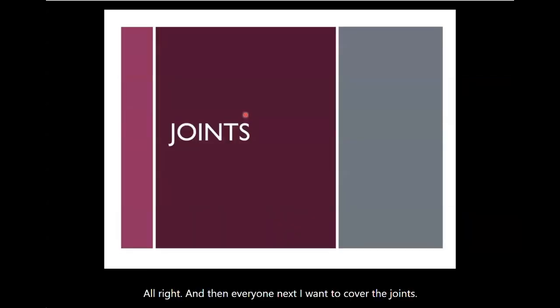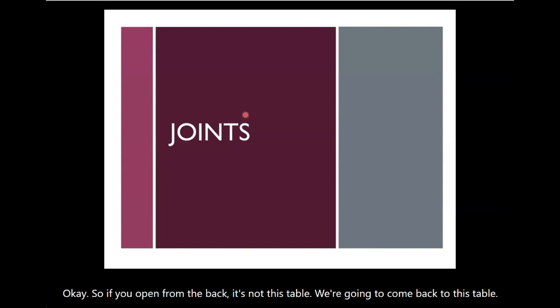All right, and then everyone, next I want to cover the joints. And for me to cover the joints, I want you to look at your handouts. If you go all the way to the back, right after the part where we label the foot, do you see this table here, right? It's right before the summary table, okay? So if you open from the back, it's not this table. We're going to come back to this table, and I'm talking about this table here.